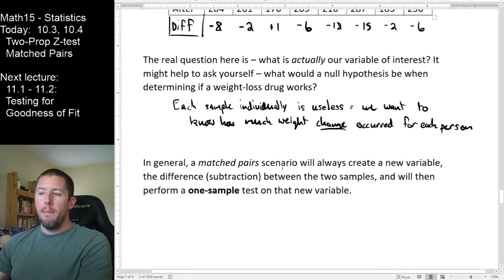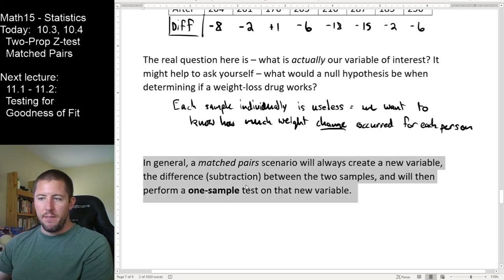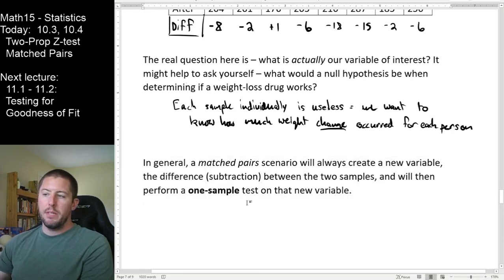So in general, a matched pairs scenario will always create a new variable, a third variable, to be the difference. And when I say difference, I mean perform the subtraction between the 2 samples, and we will then perform a 1 sample test on this new variable that we've created.